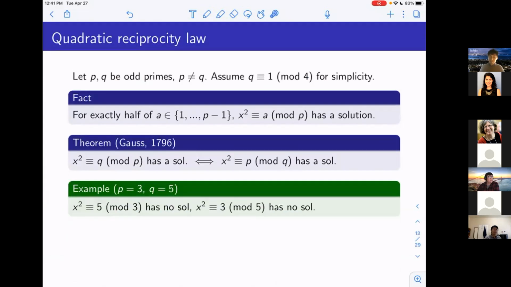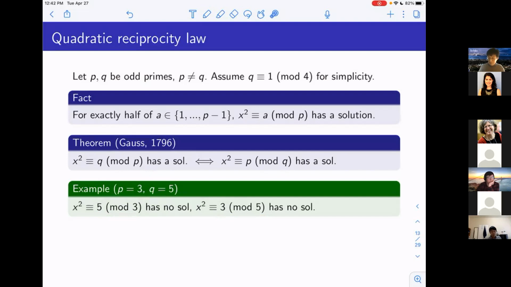An example of this theorem is, for some small primes like 3 and 5, you just see that 5 is not a square mod 3 and 3 is not a square mod 5. You can just check. In this case, both are negative, so both are false. So the theorem is still true.